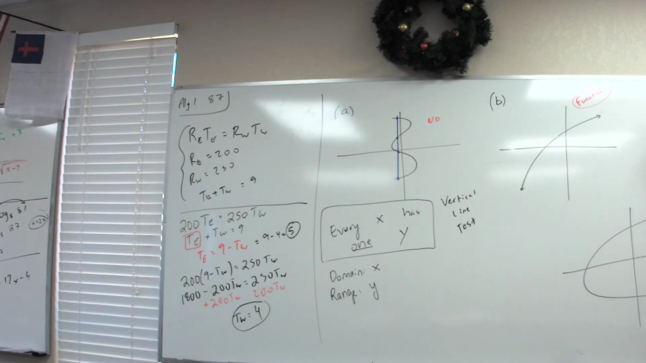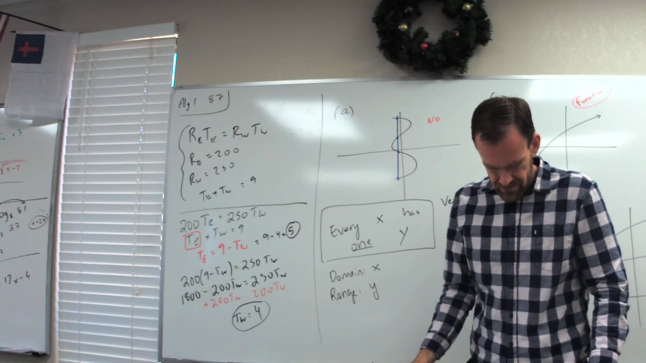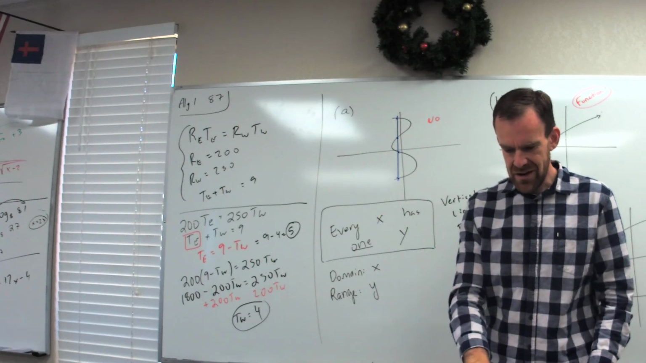Why? If I put a vertical line anywhere on this, I will see that it touches twice. Therefore, it is not a function. Okay? All right, that's your lesson. You may begin your homework again.